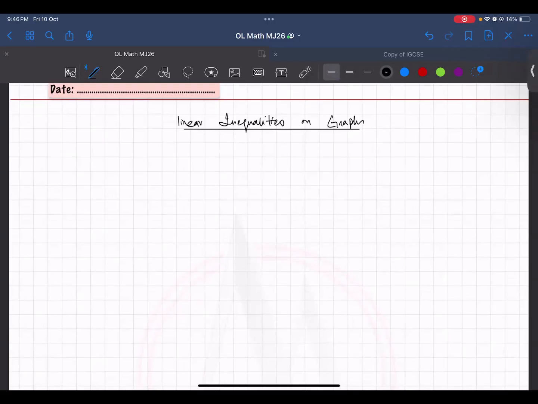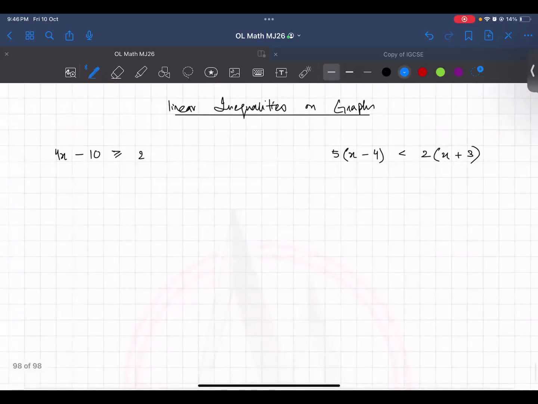How to sketch a line, how to get the gradient, everything, and finding the equation of the line using the sketch. And then the inequalities will also be included. So if you simply have a very simple inequality question, for example, 4x minus 10 is greater than or equal to 2, or 5x minus 4 less than 2x plus 3, anything, you solve it the usual way. You know how it solves, exactly the same way as a normal equation.